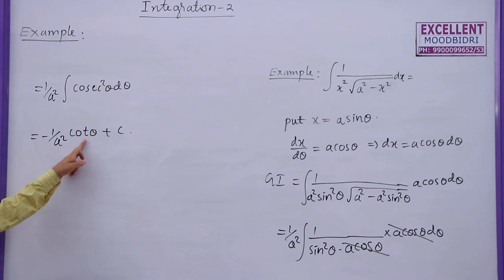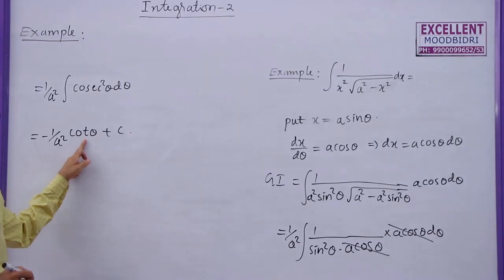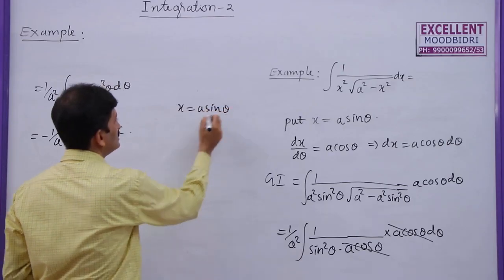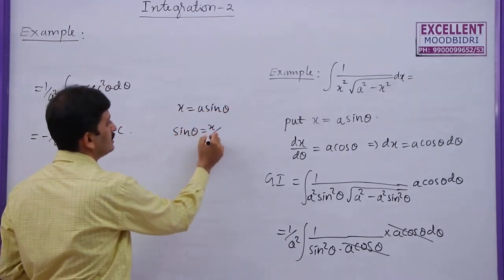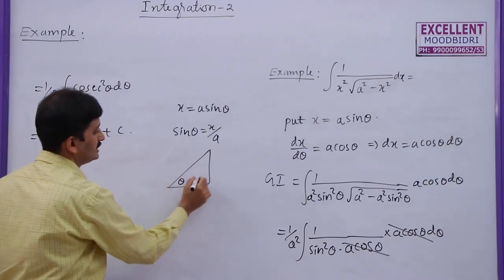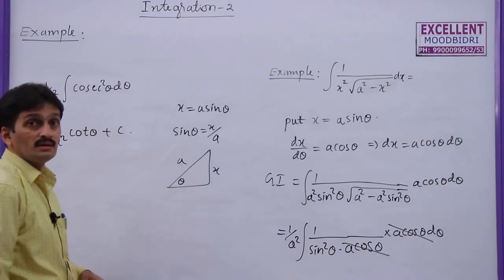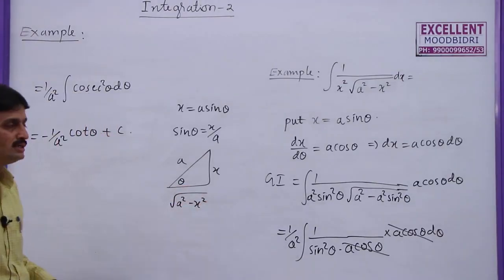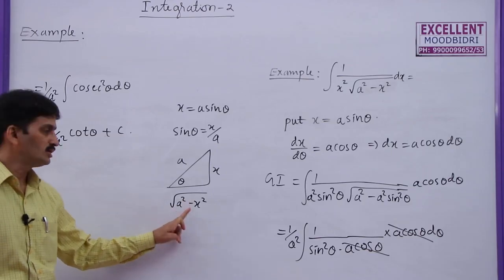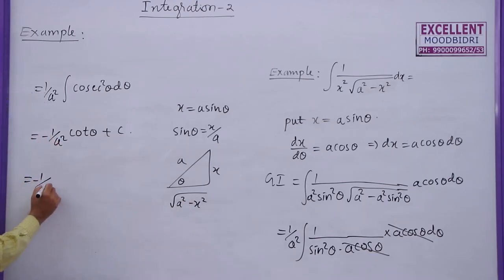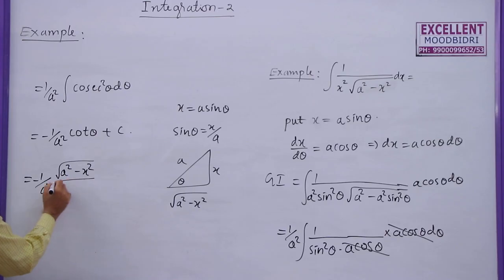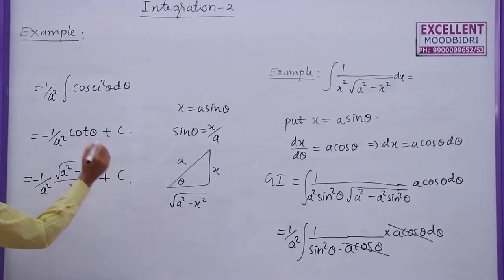Now you should write down your final answer in terms of x. Convert cot theta, write cot theta in terms of x. What is sin theta? X equal to a sin theta, so sin theta is x by a. What is the adjacent side? Root of a square minus x square, by Pythagoras theorem. Now in this find cot theta. So minus 1 by a square into cot theta, that is root of a square minus x square by x, plus c. So this is the answer.